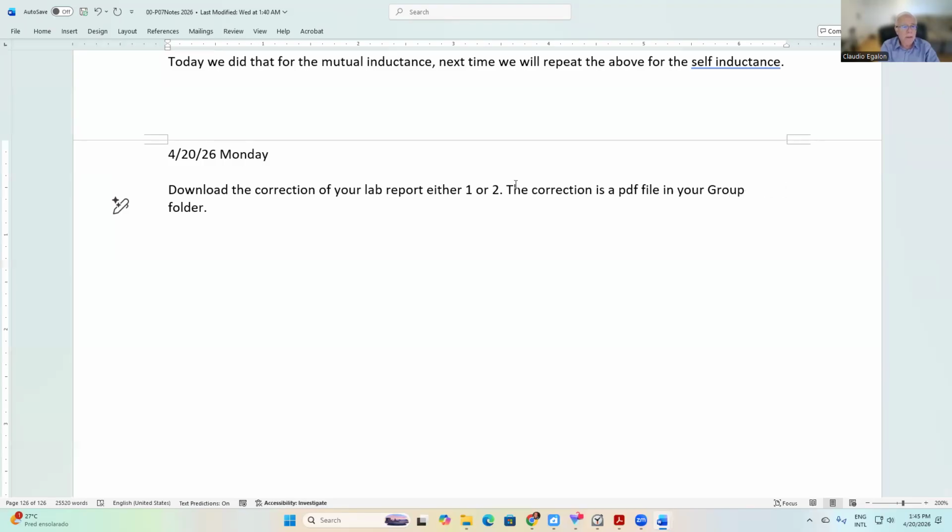The title of the PDF document is P07L01 for lab 1, right? And group XX.pdf, where XX is the 2-digit group number of yours. And P07L02, let's copy this one, that's better, PDF. Download the correction of your lab report. The correction is a PDF file in your group folder.